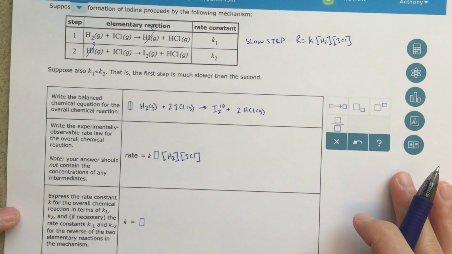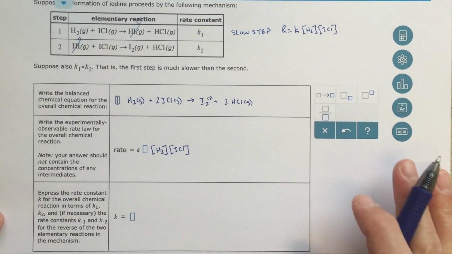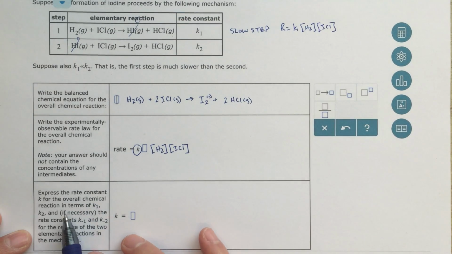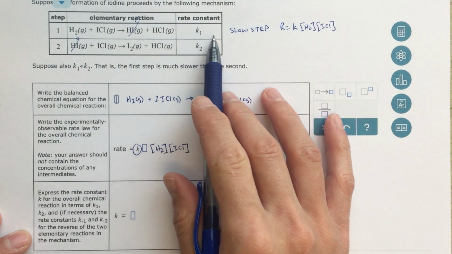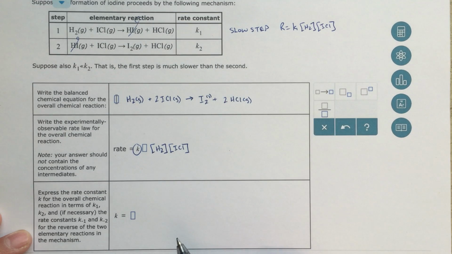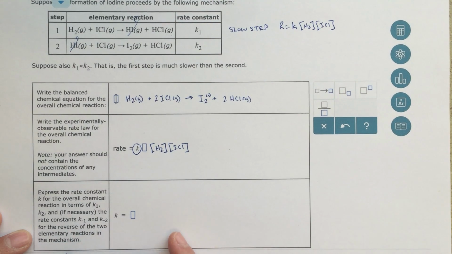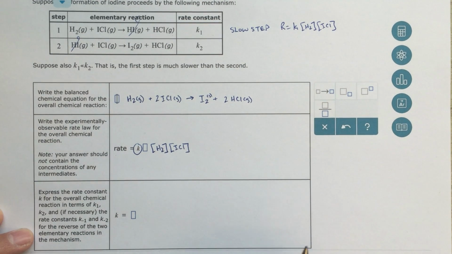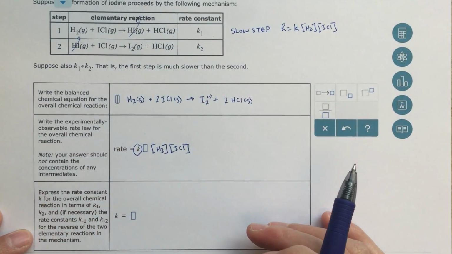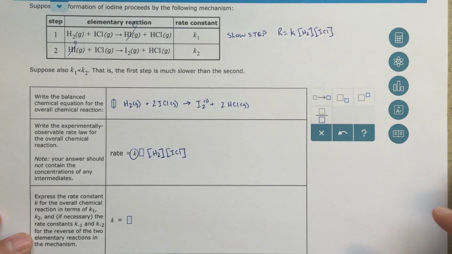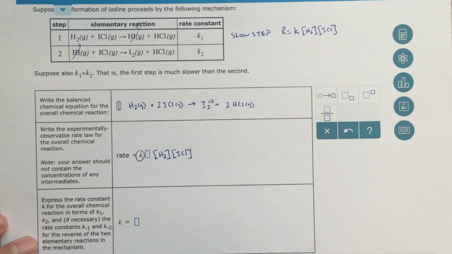The last part here says express the rate constant K for the overall reaction. So we're looking at this value in terms of K1 and K2, the rate constants for those individual steps, and then if necessary, the rate constants K minus 1 and K minus 2 for the reverse of the two elementary reactions in the mechanism. This part we're actually not going to have to worry about. This is going to be for more complicated cases. We're just worried about this simple mechanism where the first step is a slow step. So for now, don't worry about that. We'll probably run into that later on.